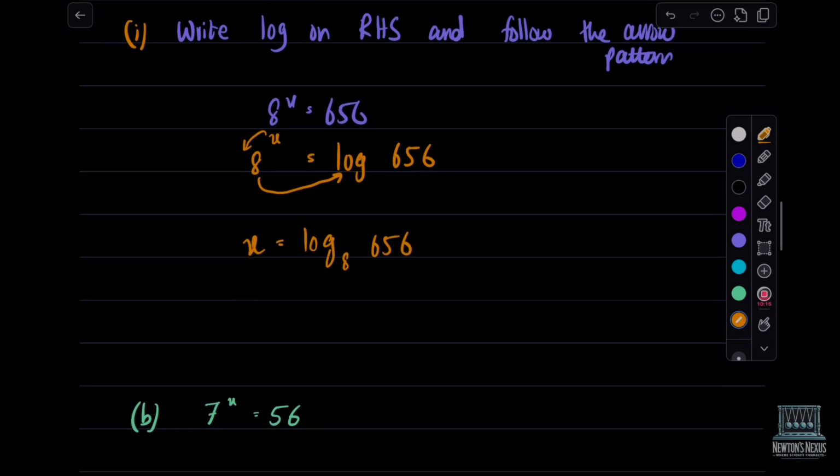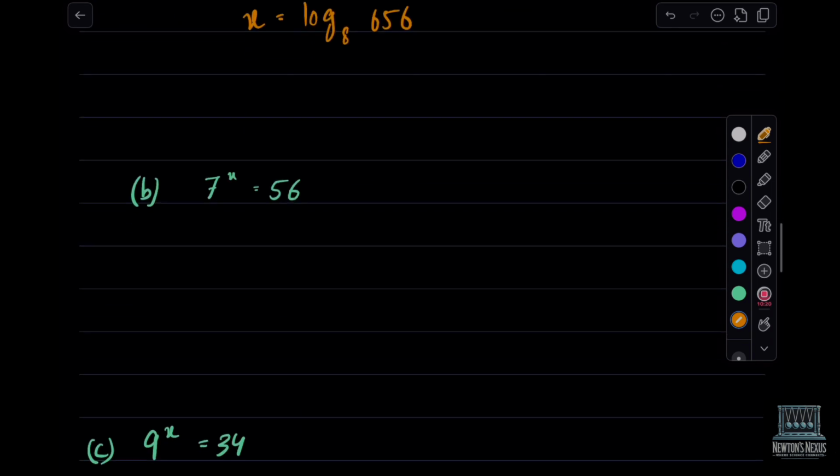Well, to get a better grasp of it, we can also go a little deeper. 7^x is equal to 56.